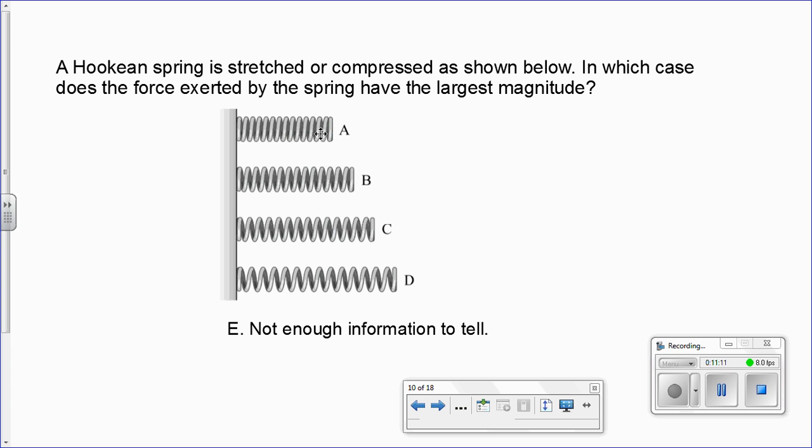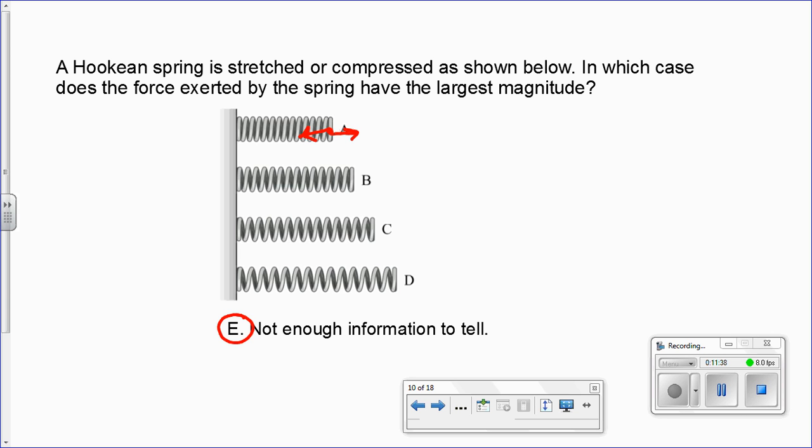Let's look at another one. So here are 4 springs. They could be stretched, they could be compressed. In which case does the force exerted by the spring onto whatever object is being applied? So there's an applied force. I don't know if it's pulling on the spring or pushing on the spring. In which case is the spring force going to be largest? And the answer is E.